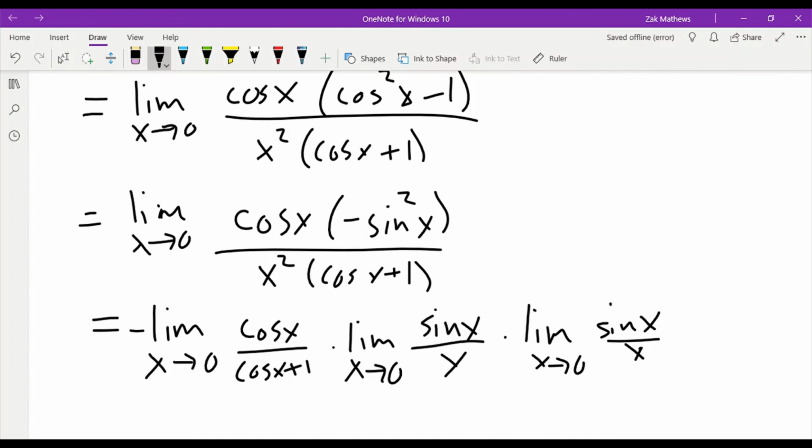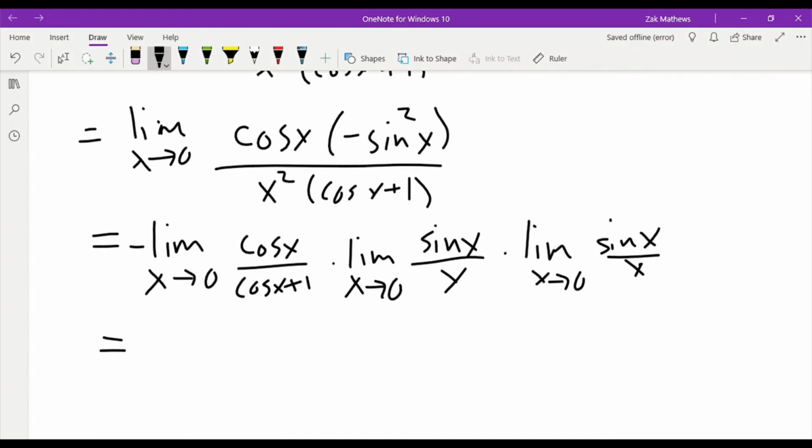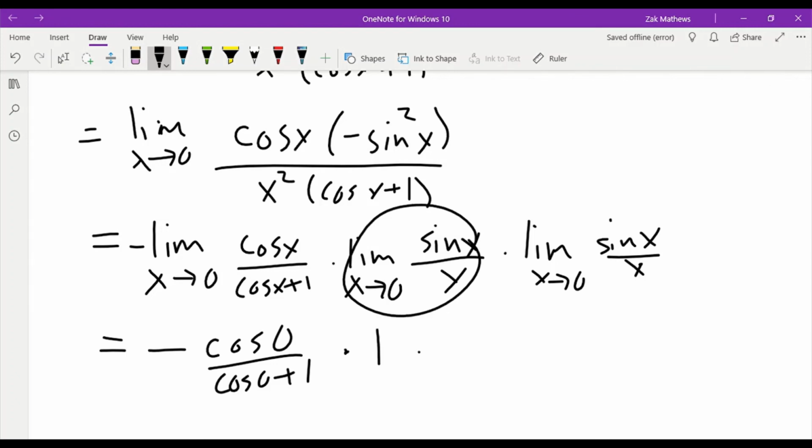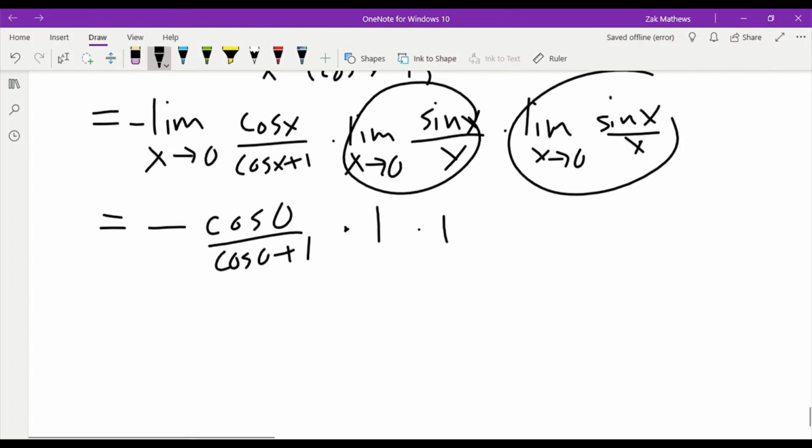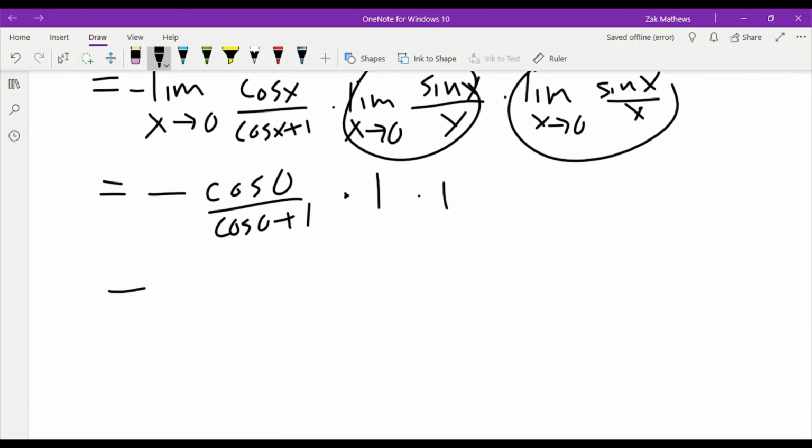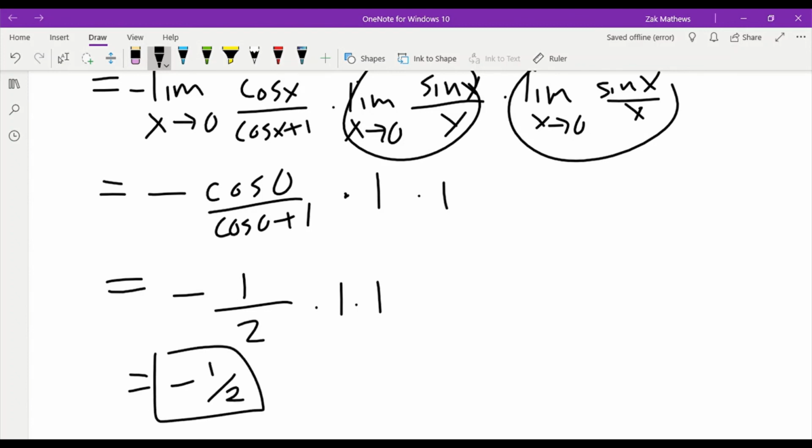This front limit, no reason I can't just go ahead and plug in, so we'll have a negative cosine of 0 over cosine 0 plus 1. That should be a times, not a plus. Then we have a times 1 for this limit. Then we have another times 1 for the second sine x over x. Cosine of 0 is just 1. So we have 2 in the bottom times 1 times 1. So that's just going to give me a negative 1/2. And so there is our limit.